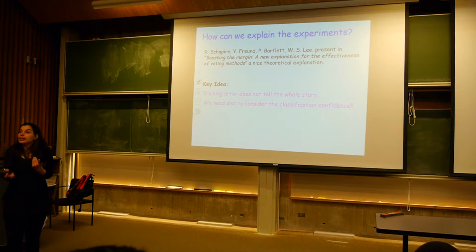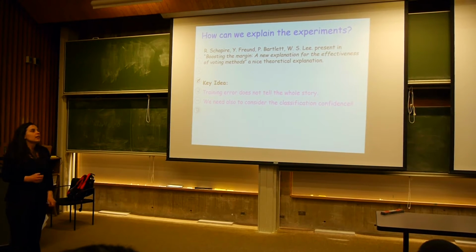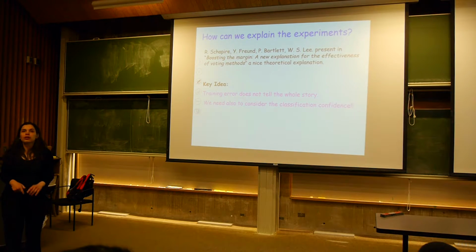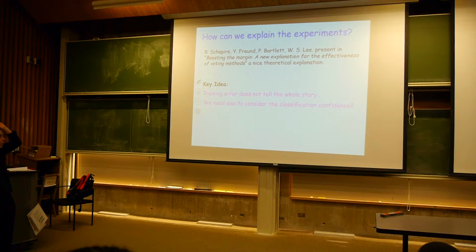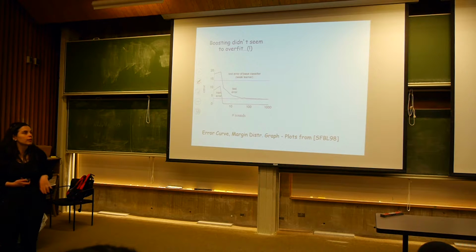So obviously, people have tried to understand that also at a more formal level, and there was a very nice work by Rob Schapire, Yoav Freund, Peter Bartlett, and Wee Sun Lee that came up with a very interesting explanation. The key point that they made is that the training error does not tell us the whole story, and we also have to consider the classification confidence of the final classifier. Let me be a little bit more concrete here. I'll stay at a high level and then become concrete in the next slide.